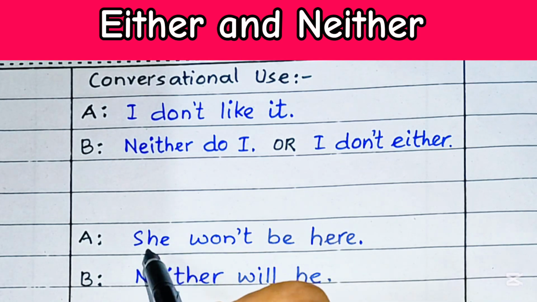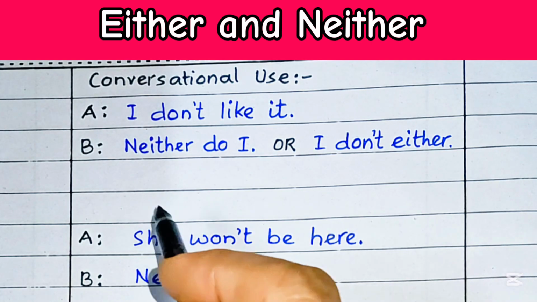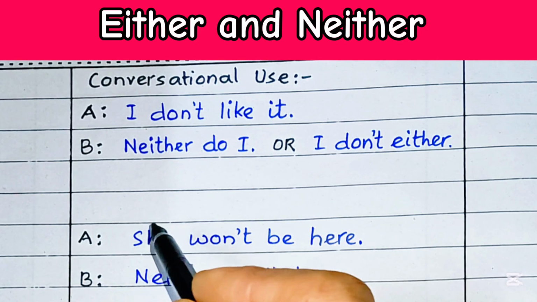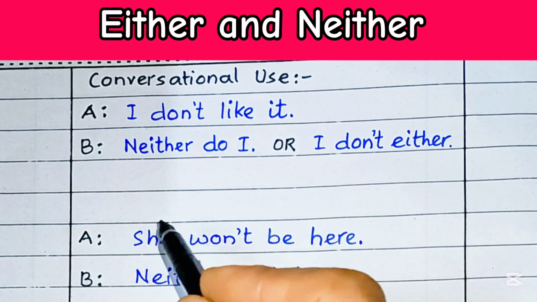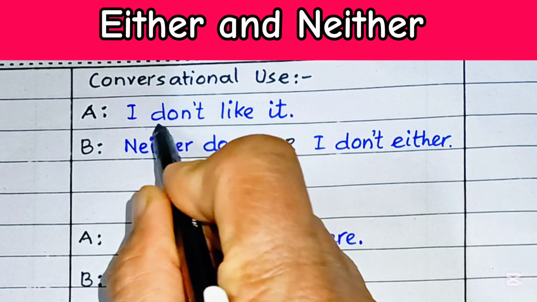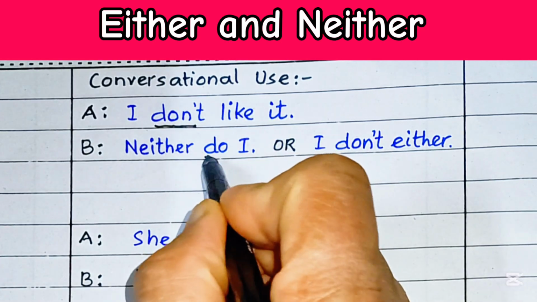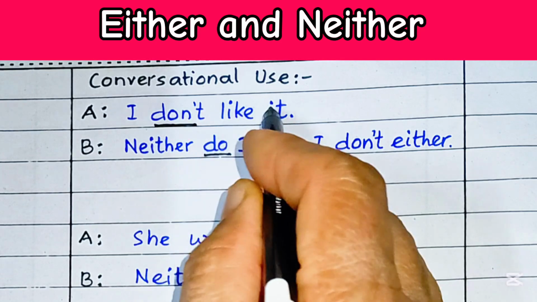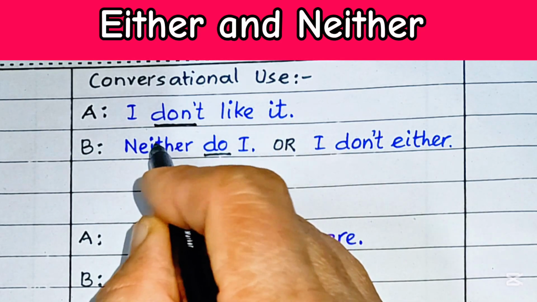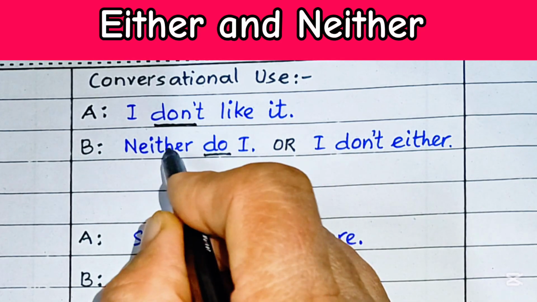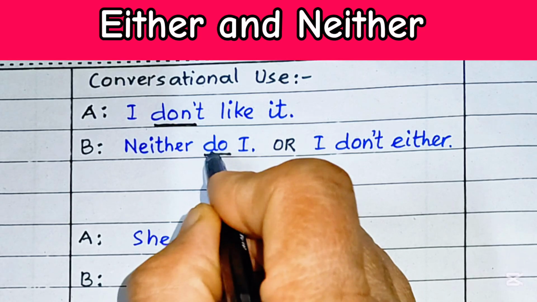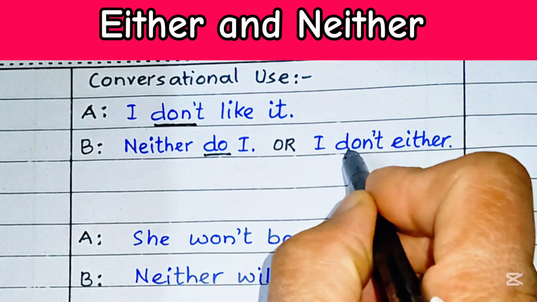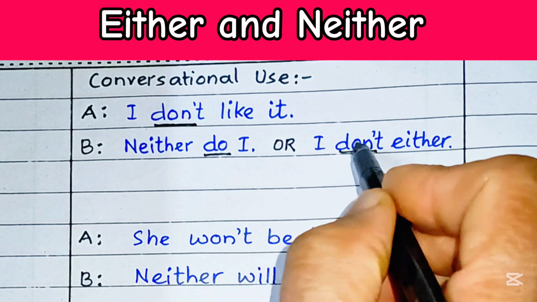So if I say, this is the present tense, and so we need a present tense helping verb here with this one. We can see that this is present tense. Neither do I. I don't like it, present tense. And so we need a present tense helping verb over here. Neither do I, or I don't either, again present tense.